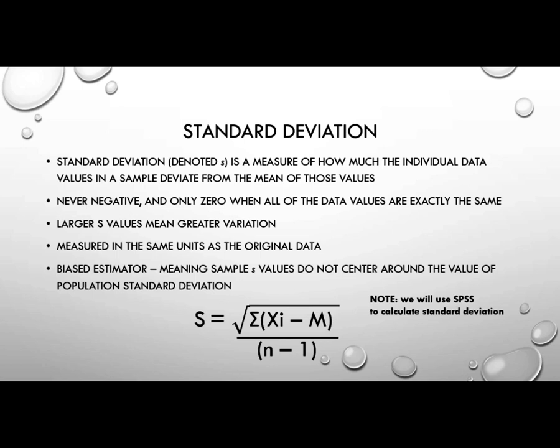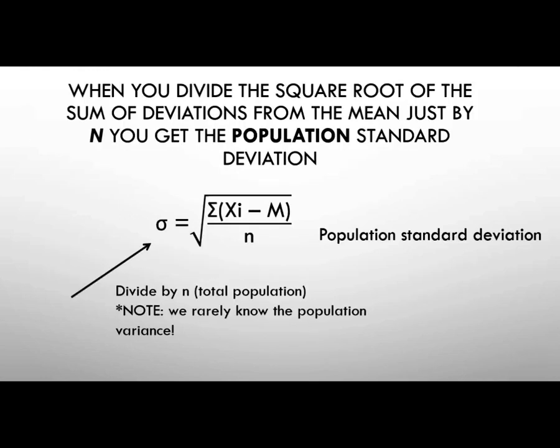In the book they talk about it being a biased estimator. It means that sample S values do not center around the value of the population standard deviation, but they're close enough, so we use them. And here's the formula, but no, we're going to use SPSS. It will just give it to us. We don't have to calculate it. I'm just showing you how it's derived.